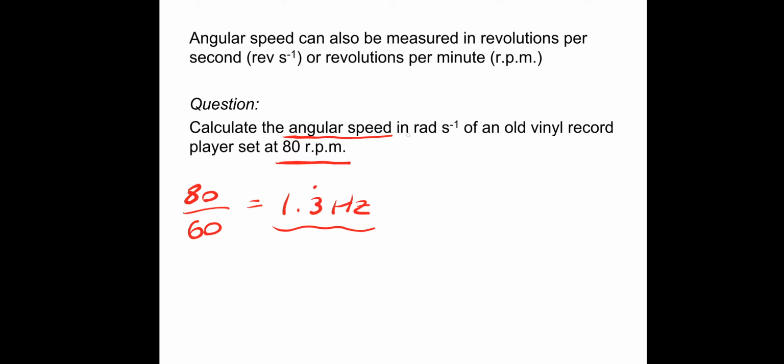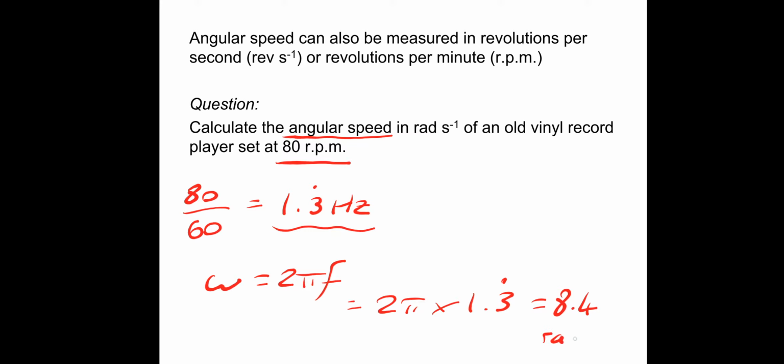Then to get angular speed, we can just do omega is 2 pi f. So it'd be 2 pi multiplied by 1.3 recurring, which would give us an angular speed of 8.4 radians per second. Hopefully that's okay. Let's move on to the next one.